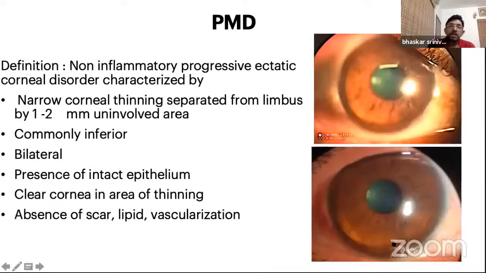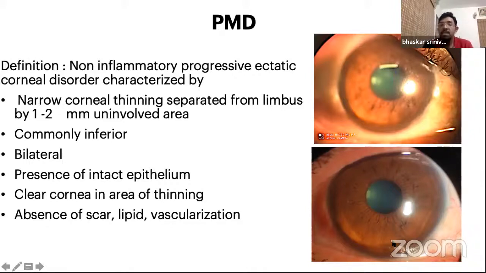Coming to PMD, it's defined as a non-inflammatory progressive ectatic disorder, characterized by a narrow band of corneal thinning, which is separated from the limbus by about 1 to 2 millimeters. It's most commonly seen inferiorly, even though you have cases where you can see a superior PMD. Mostly it is bilateral, but it could be asymmetric. The important thing is the epithelium is intact.